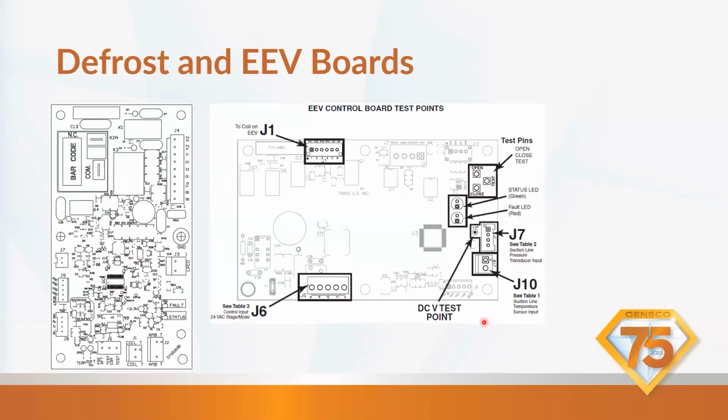But you're going to be starting off by just identifying what board is giving us an air code. So if you look here on the defrost board, you have some lights down here in the bottom right. And on the EEV board, we have our lights right here on the right. So depending on which board is giving you the air codes, it's going to depend on where you're looking for the air codes and what the problem might be.